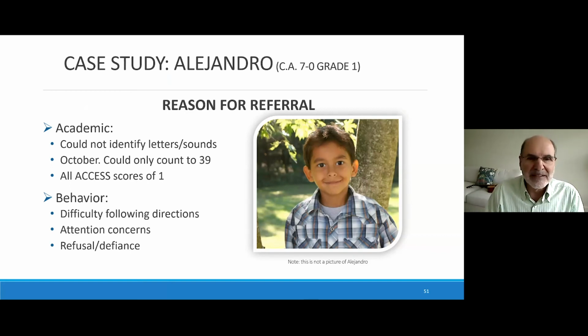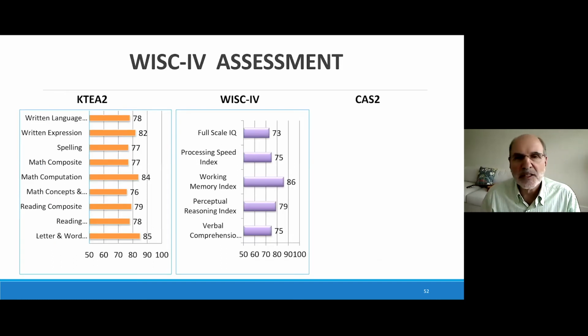But he was having trouble at school. Teacher thought he might have ADHD because he was not attending and having a little bit of oppositionalism and so on. Here are his scores on the WISC and the KT. Now, of course, there was other information there, but we're just going to focus on this portion here.